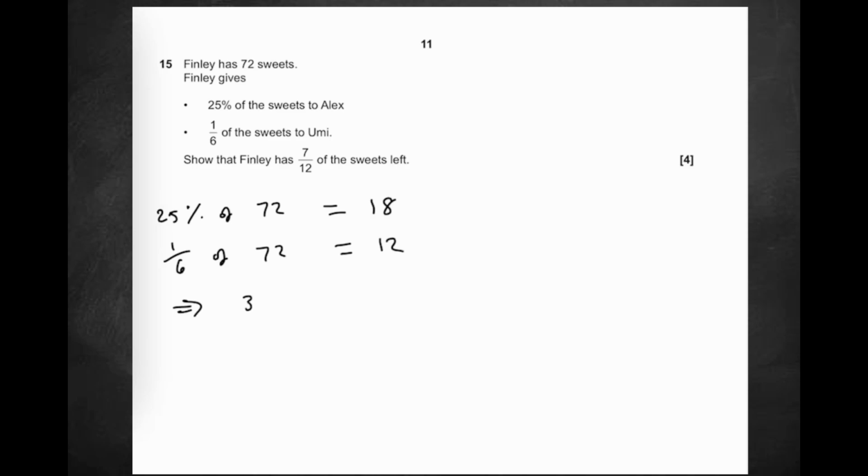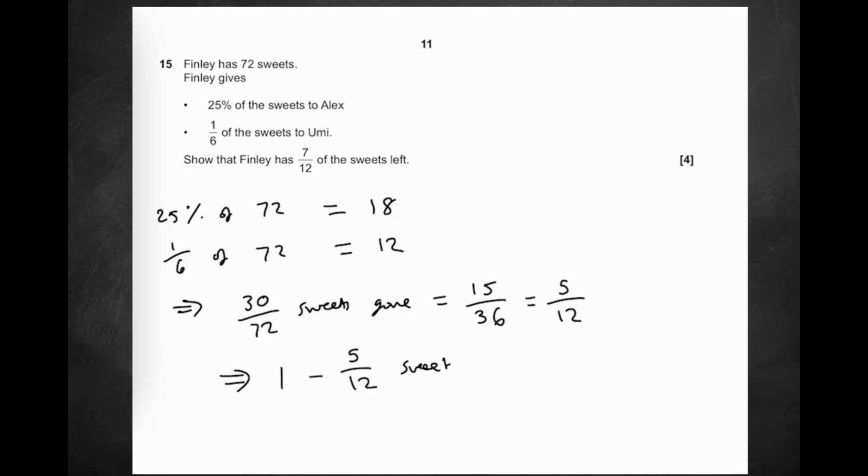Therefore, 30 out of 72 sweets gone, which is the same as 15 out of 36, which is the same as 5 out of 12. Therefore, 1 minus 5 out of 12 sweets left, and that is 7 out of 12 as required.